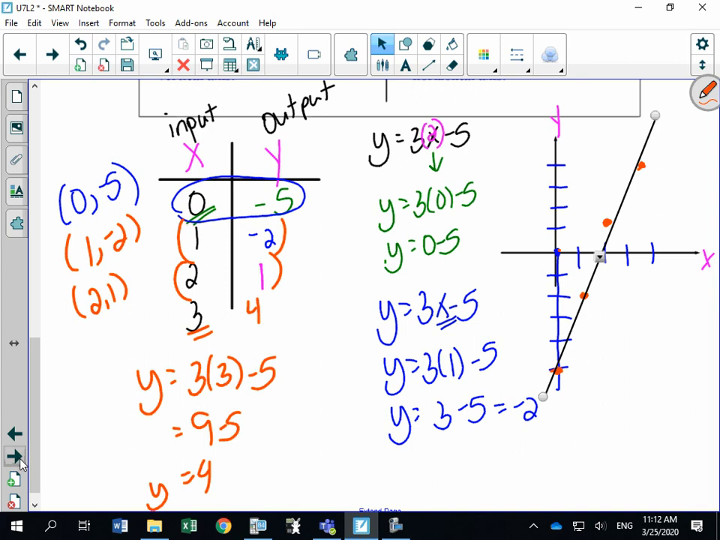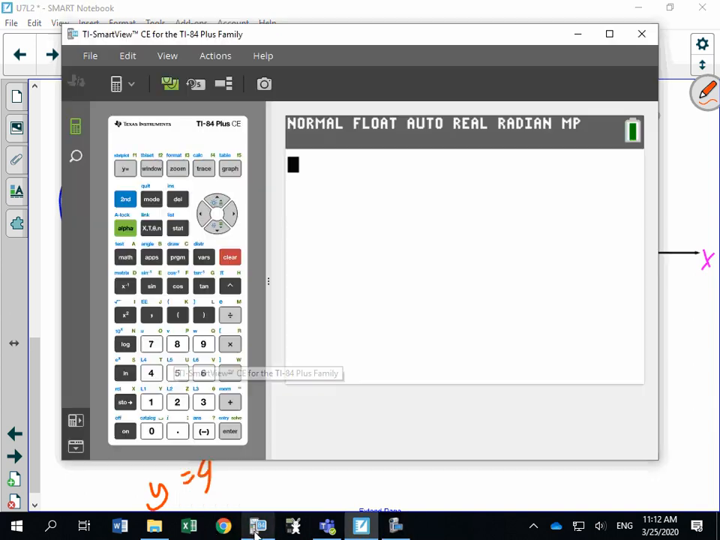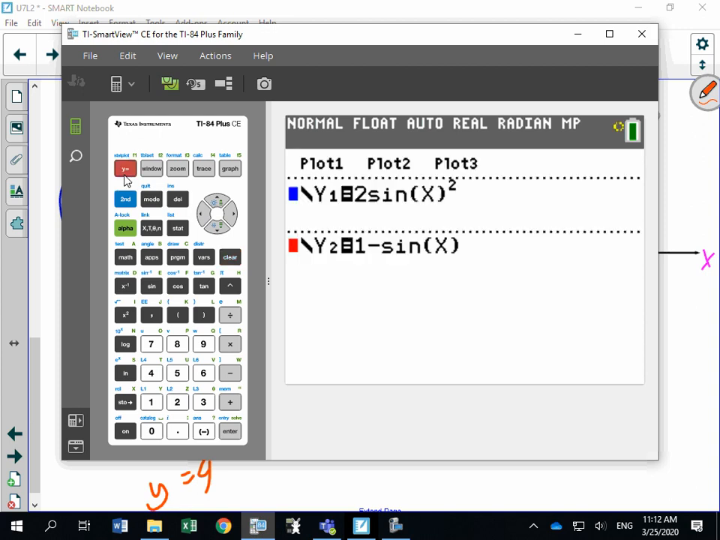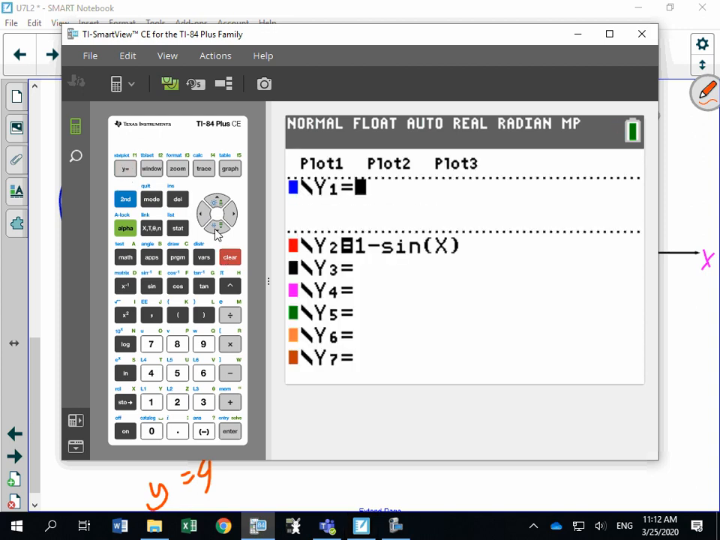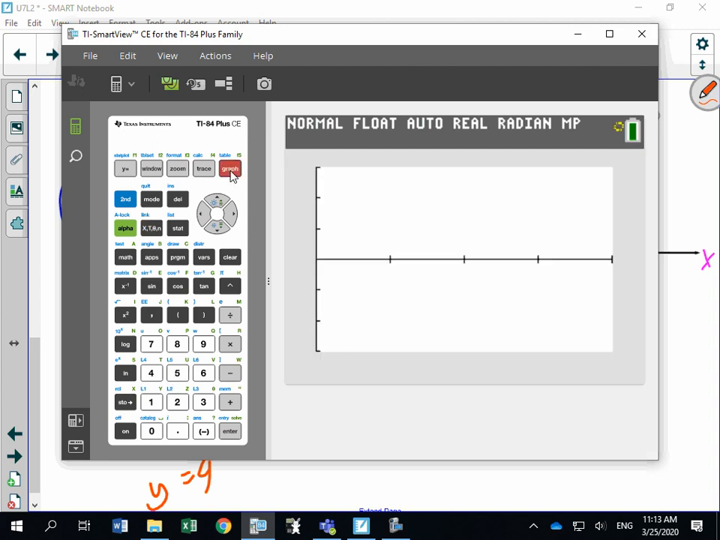Oh, let me show you how to graph this. 3x minus 5. So this is where the fun starts. You need to be able to graph this by hand, but let me show you how to graph this on your calculator. So how you would graph this is go to y is equal to, and I'm going to delete this math 30 stuff, and I'm going to type in 3. Here's your x button. It's right next to your alpha button. 3x minus 5. Then you hit graph.